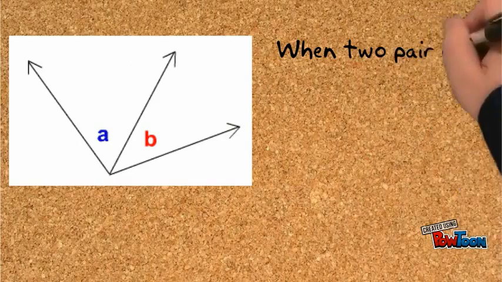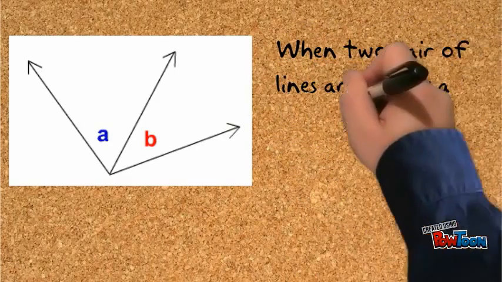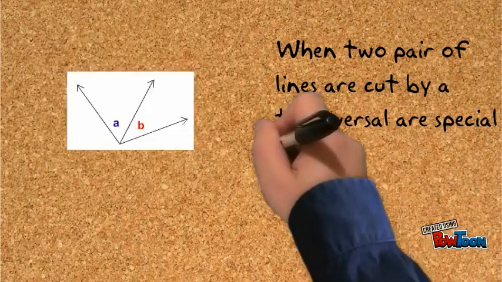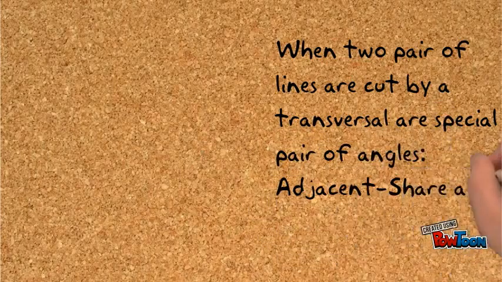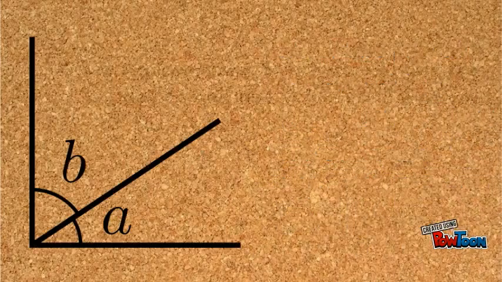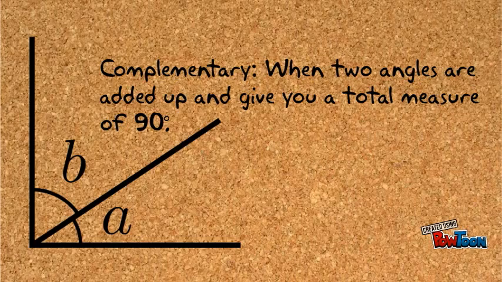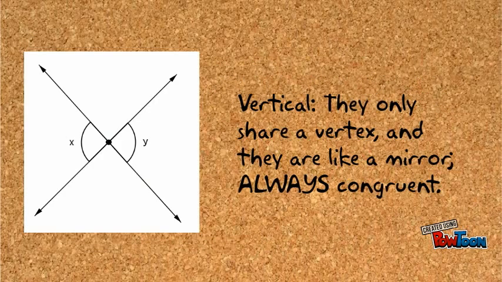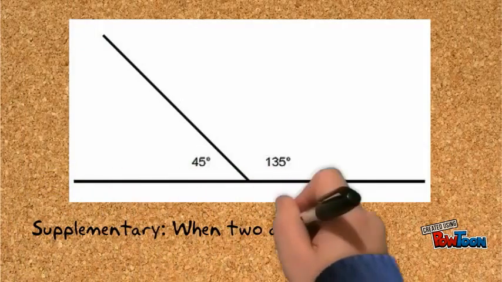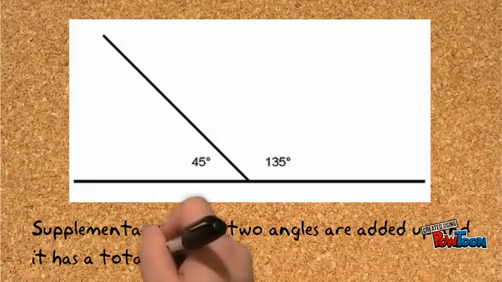When two lines are cut by a transversal, there are special pairs of angles. Adjacent: share a vertex and or an arm. Complementary: when two angles are added up and give you a total measure of 90 degrees. Vertical: they only share a vertex and they are like a mirror, always congruent. Supplementary: when two angles are added up and have a total measure of 180 degrees.